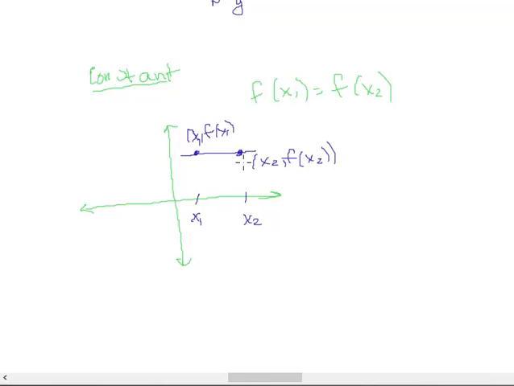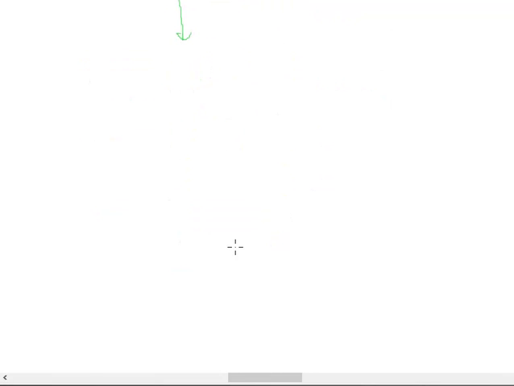Okay, so the first example that we come to is: on what open intervals is f of x equals x squared increasing? So we know what f of x equals x squared looks like.